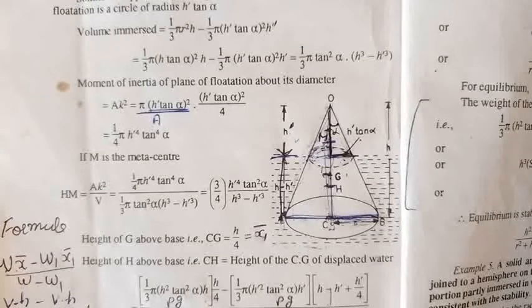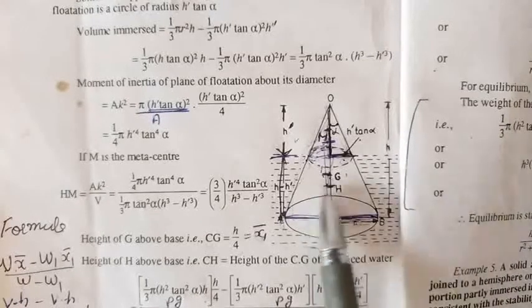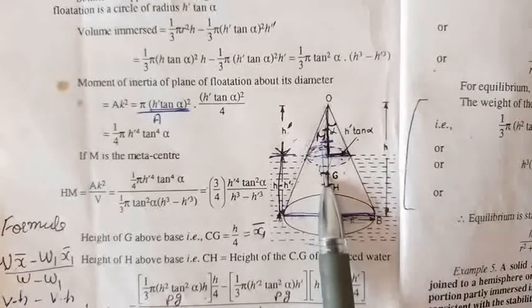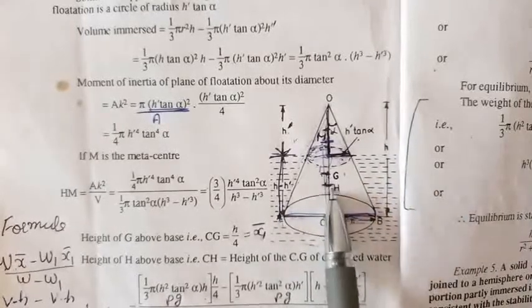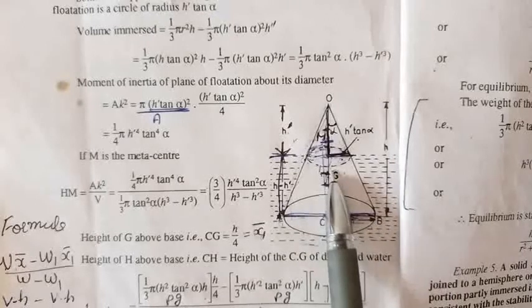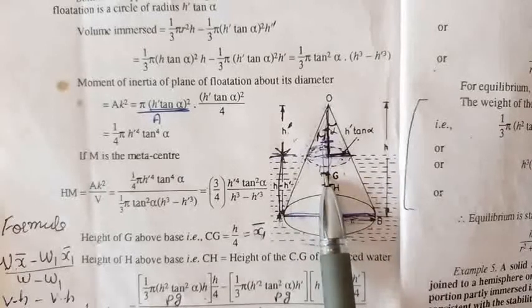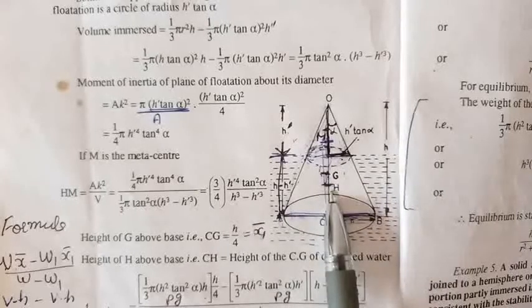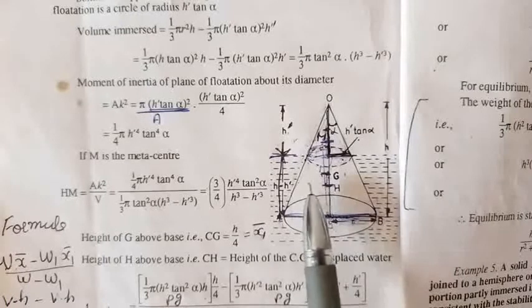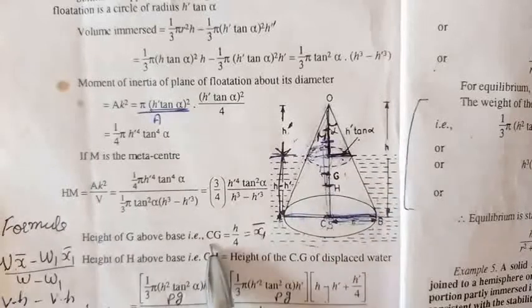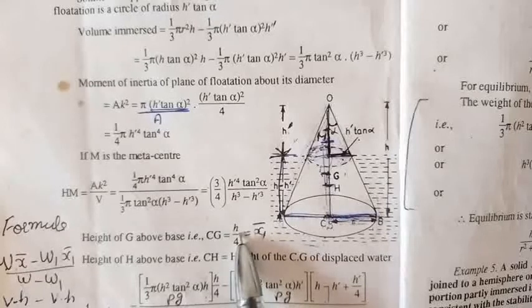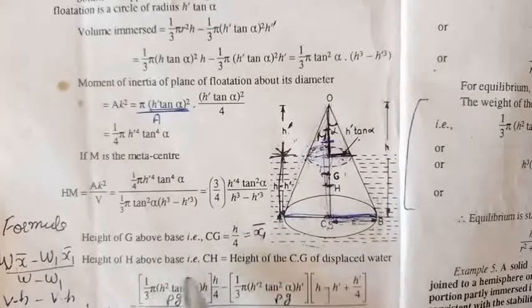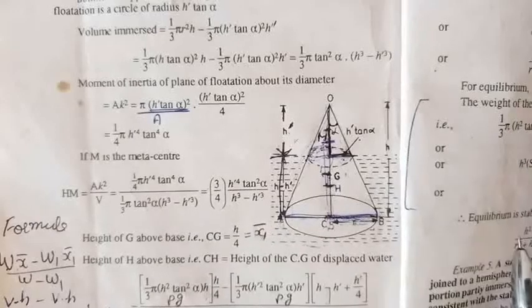Now in the second step, let us find the length hg. To find hg, we require cg and ch. Cg is the height of the center of gravity of the cone above the base, and ch is the height of the center of buoyancy above the base. Now cg is given by 1/4 of the total height of the cone. The total height of the cone is h. So cg will become h by 4.